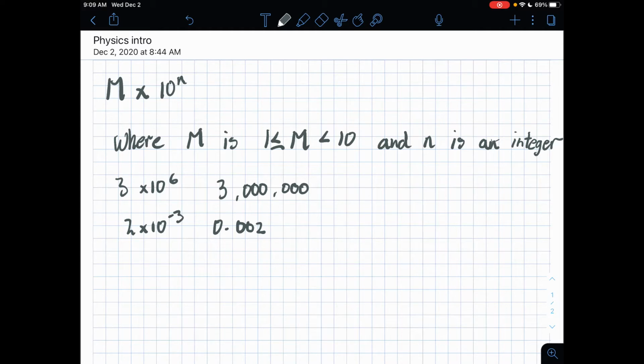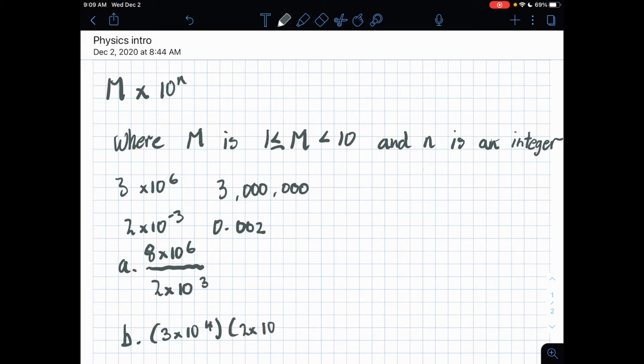Operations with scientific notation, we can do a quick review of that as well. Let's do an example problem. Let's say a, 8 times 10 to the 6 divided by 2 times 10 to the 3, as well as b, let's say 3 times 10 to the 4 multiplied by 2 times 10 to the 5. So if you want, you can pause the video here, write down the answer to that problem, and then you can resume.